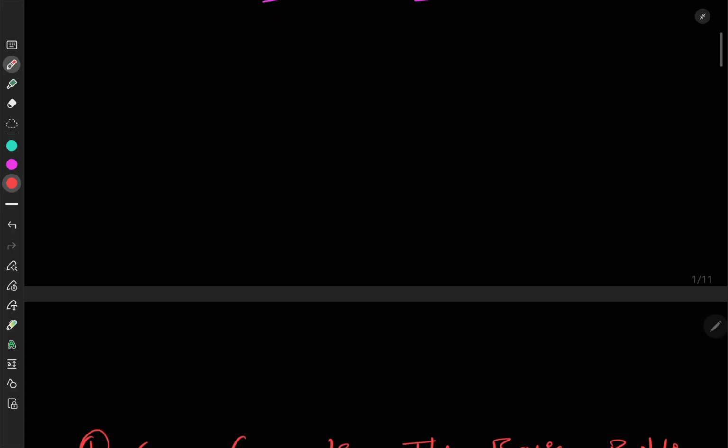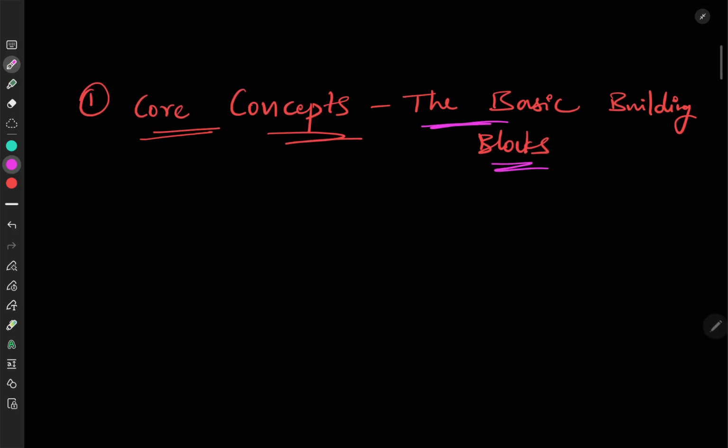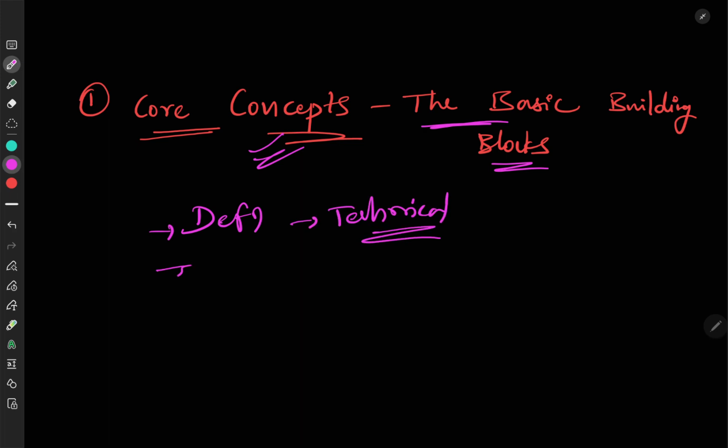Yes, first one, look at the concept. First point is the core concept, the basic building blocks. Why am I calling it a building block? In the sense, the first thing that must be seen in your notes is the core concept, and by core concepts I mean definitions, right? Proper definitions, the technical definitions which are there in your standard books.